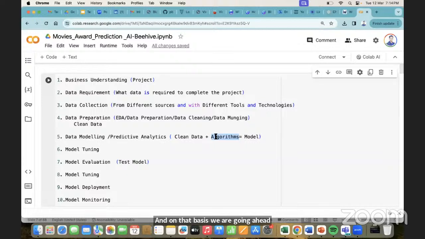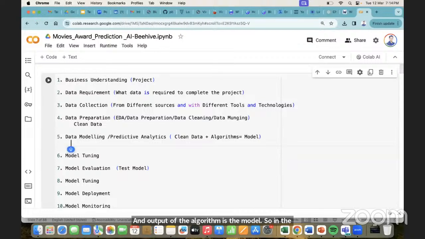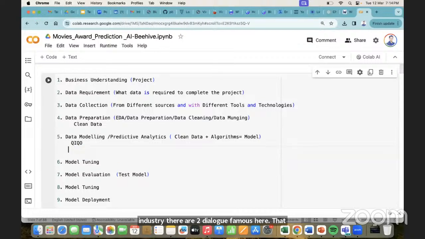Whatever algorithm we are selecting totally depends on the business problem. Whenever we are giving clean data to the algorithm, the algorithm will learn from the clean data, and the output of the algorithm is the model. So in the industry, there are two famous dialogues. That dialogue is called GIGO and QIQO. QIQO is nothing but quality input gives quality output.